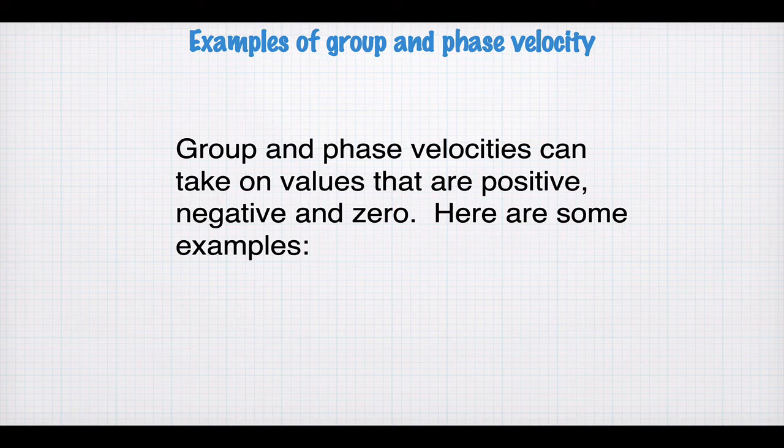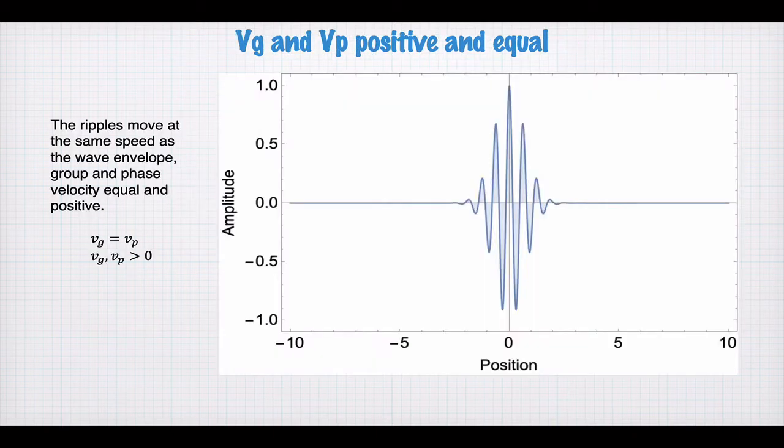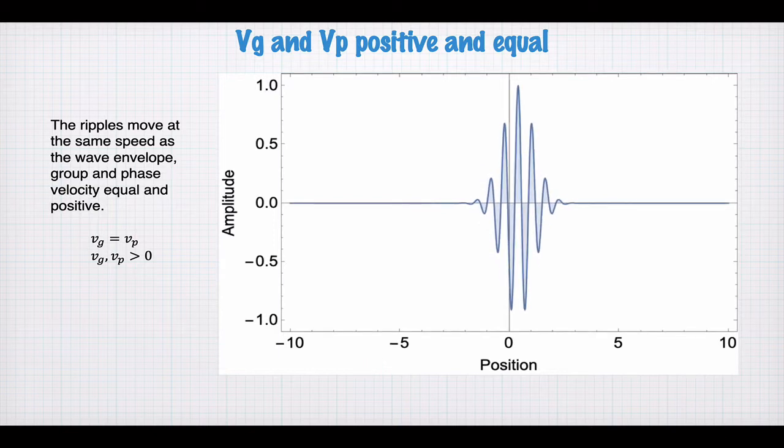and phase velocity work, I've got some examples here of different group and phase velocities, so you can see how the pulse moves under these different conditions and what the ripples, the phase velocity underneath the envelopes, is actually doing.